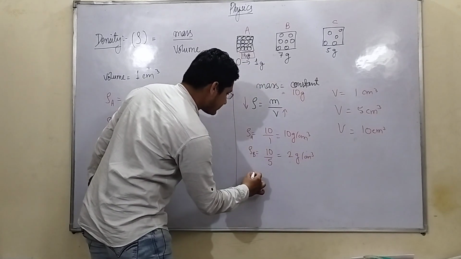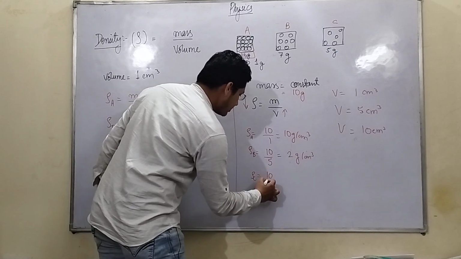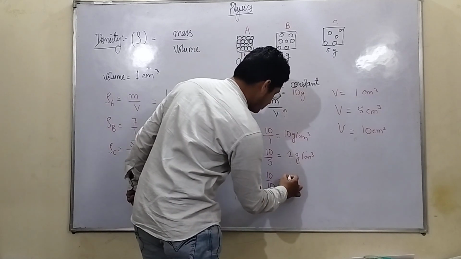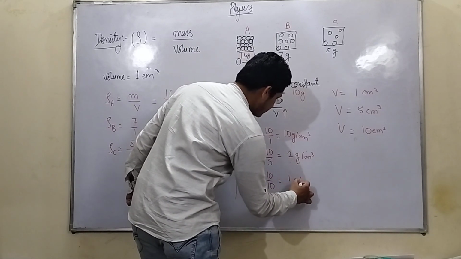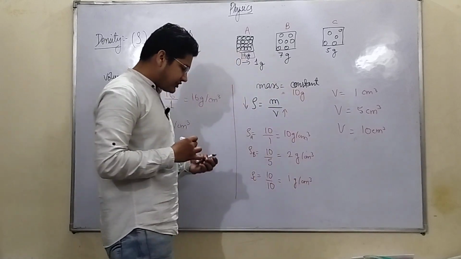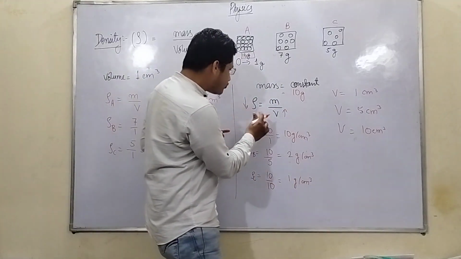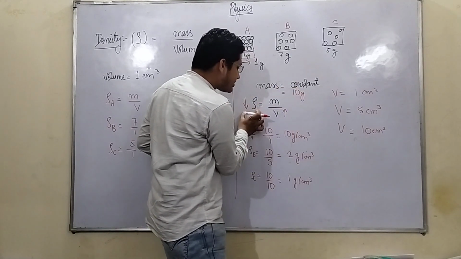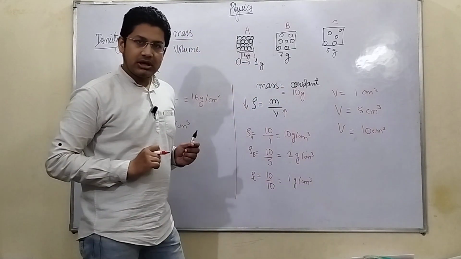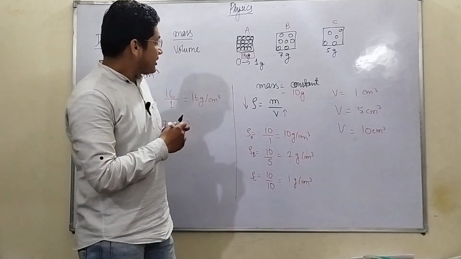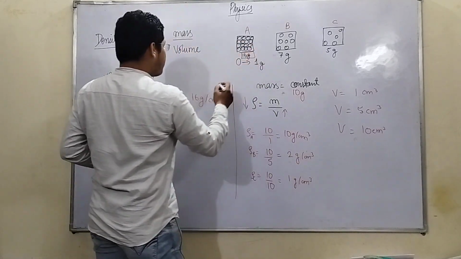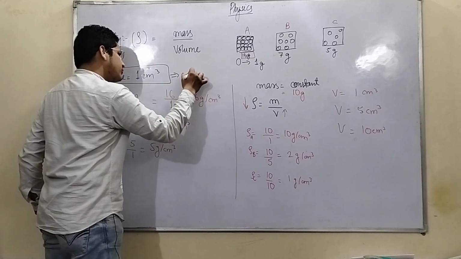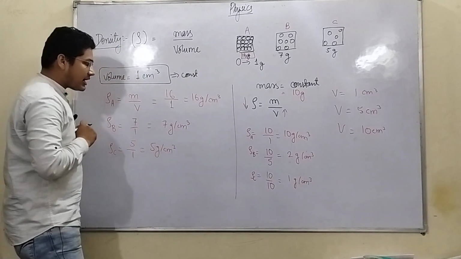And in the third case, 10 upon 10 it will be, mass per unit volume, 1 gram per centimeter cube. So we have seen that as we increase the volume, keeping the mass constant, density gets decreased. Are you able to understand? In the first case, what did we do? We kept the volume constant and varied the mass.